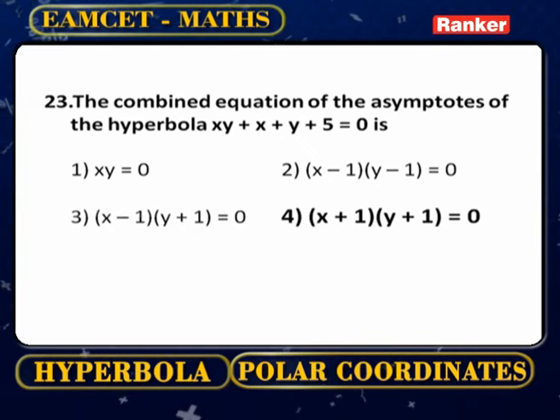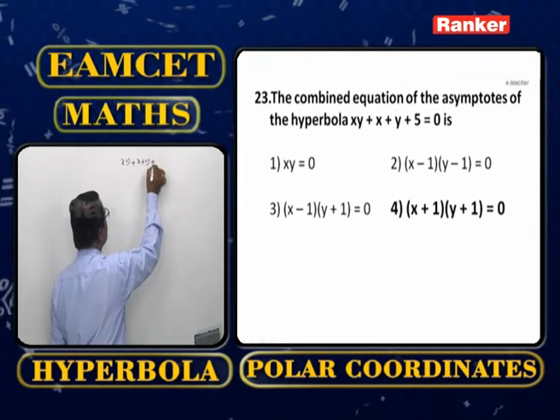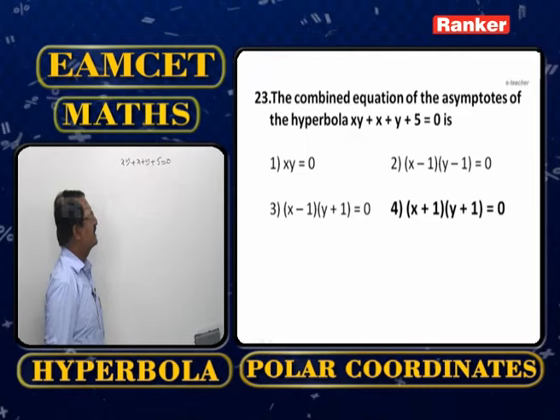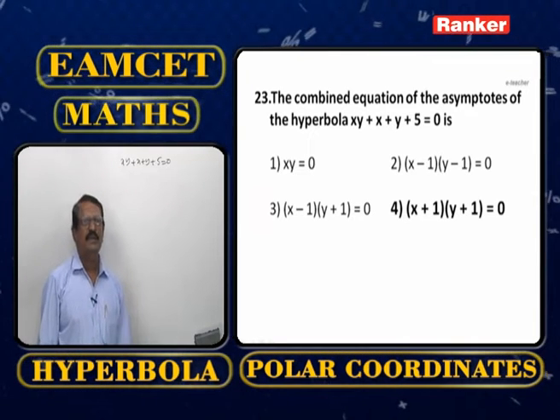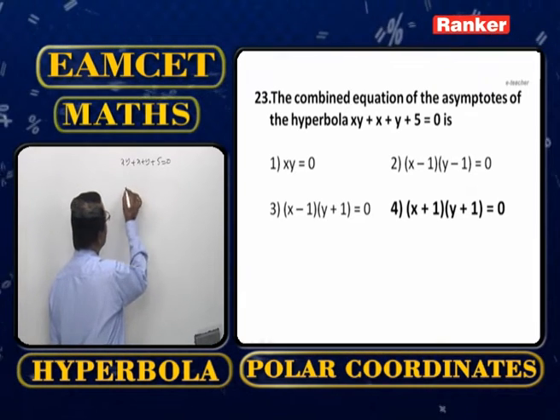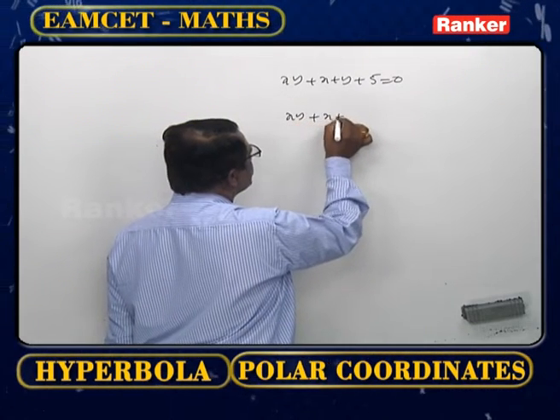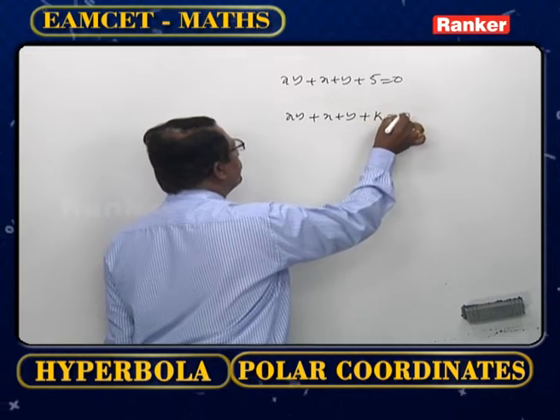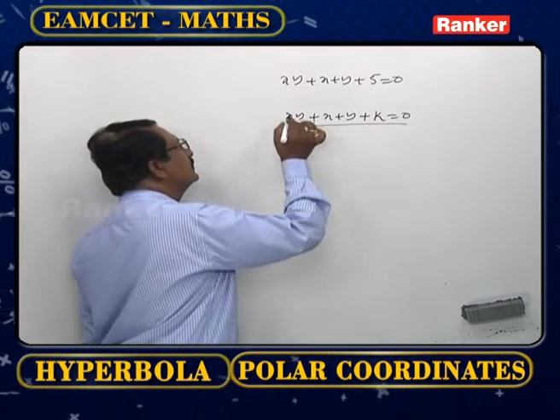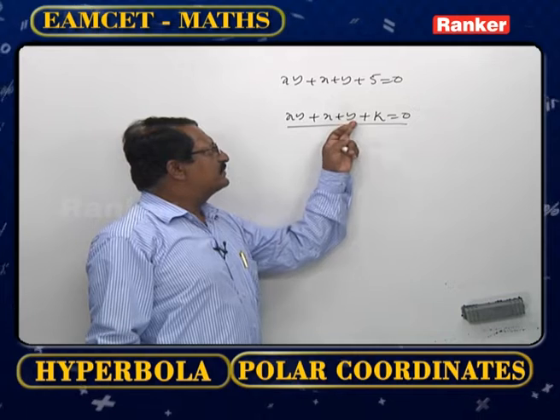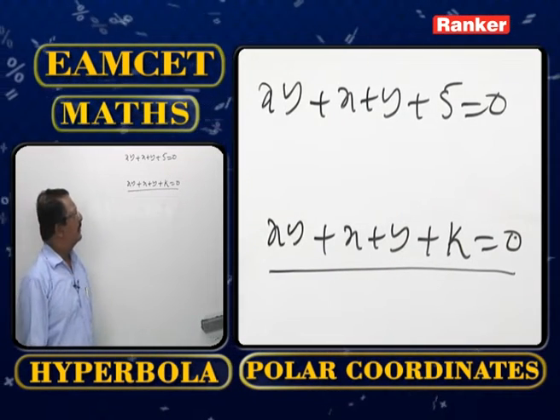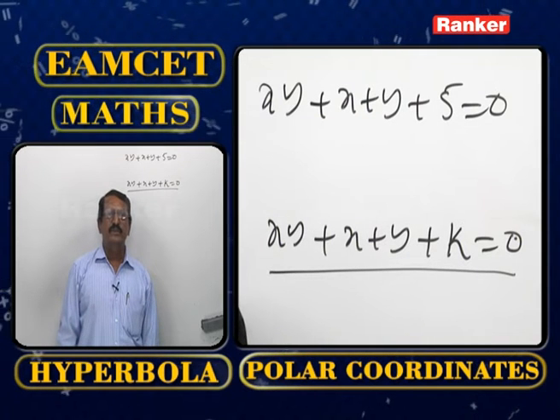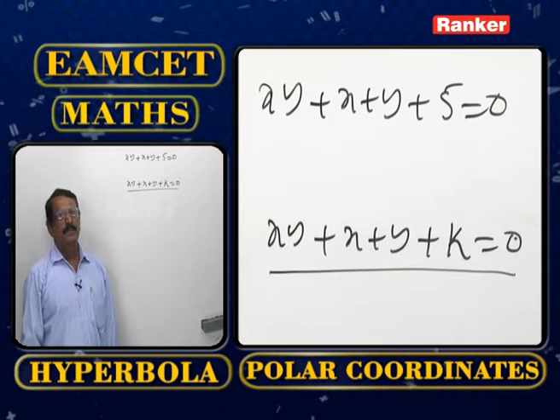The combined equation of asymptotes of the hyperbola xy plus x plus y plus 5 equals 0. Now, given the equation of the hyperbola, we need the asymptotes equation. The equation of the hyperbola and its asymptotes differ by some constant k. So the equation of asymptotes must be in the form xy plus x plus y plus some other constant k equals 0. Asymptotes are two tangents to the hyperbola. A tangent is a straight line, so two tangents mean a pair of straight lines.